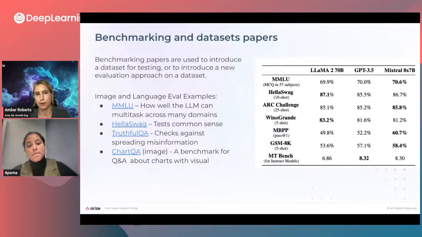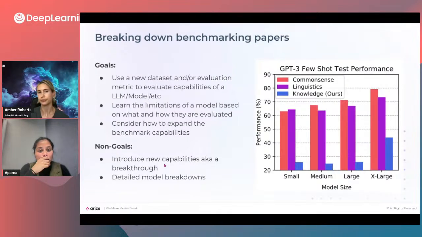So benchmarking papers are used to introduce a data set for testing or to introduce a new evaluation approach on a data set. Some really popular benchmarks that we've seen are the MMLU, which is how well LLMs can multitask. HellaSwag, testing common sense. TruthfulQA essentially checks against spreading of misinformation. And then there are image ones as well. ChartQA is a benchmark for Q&A with charts and visuals.